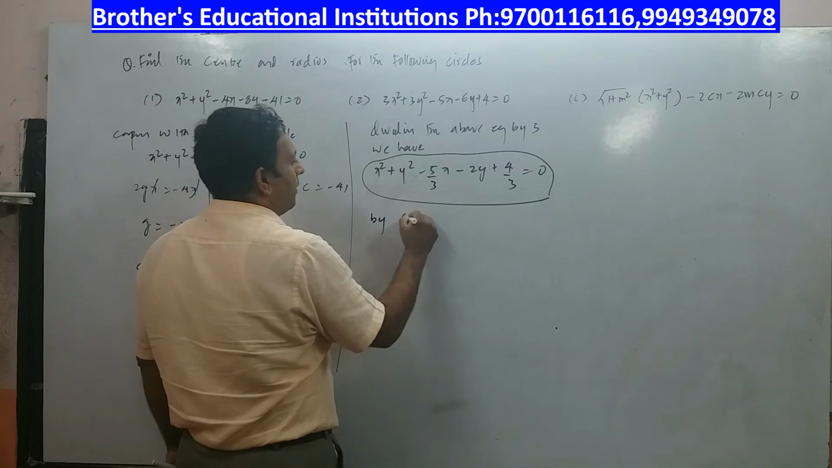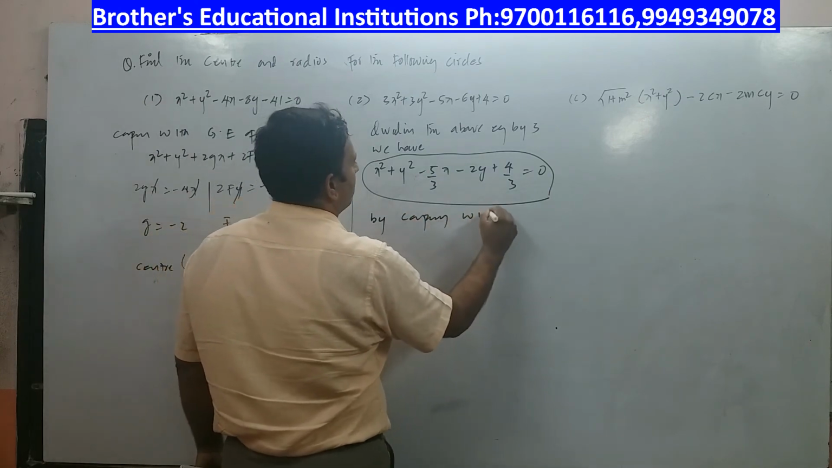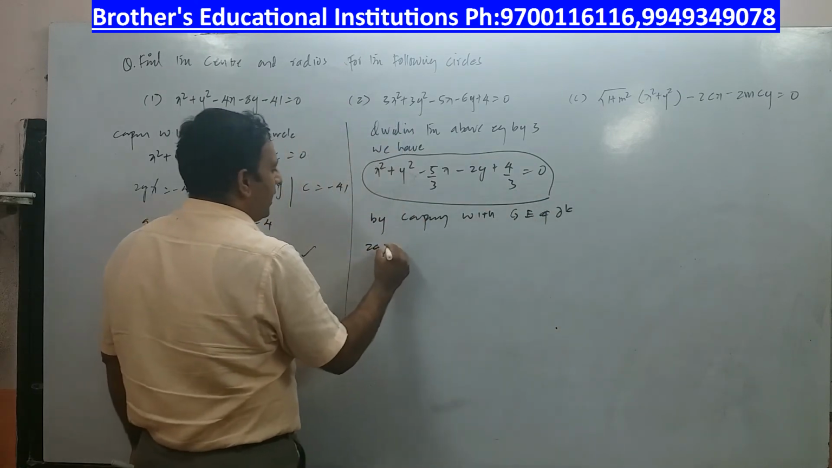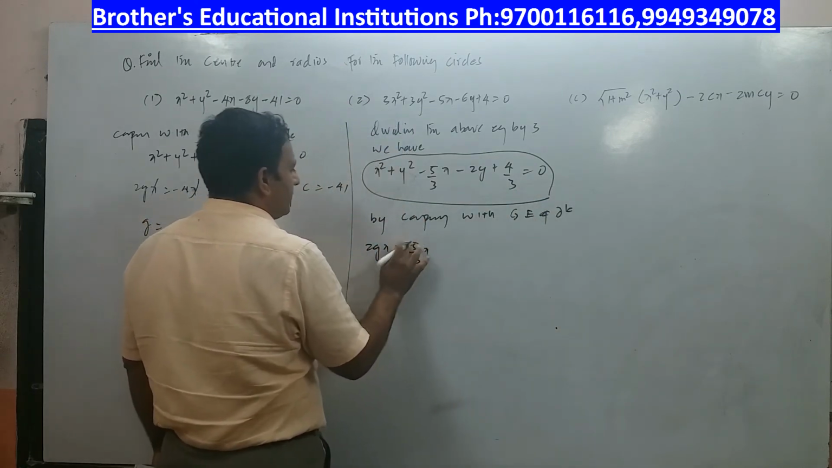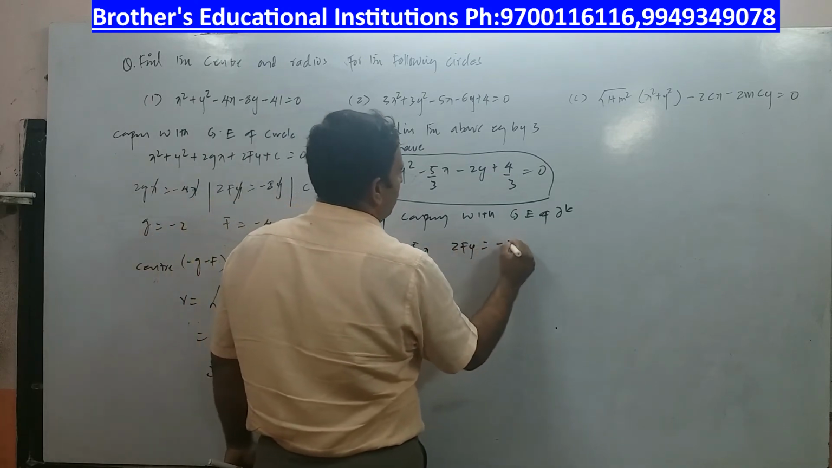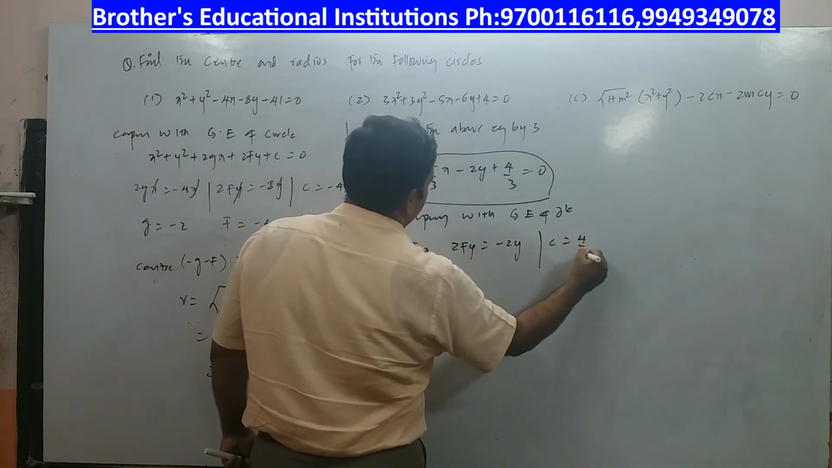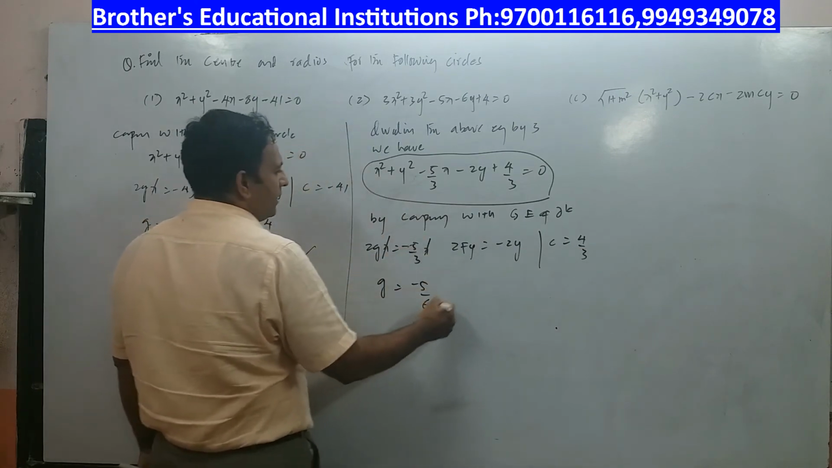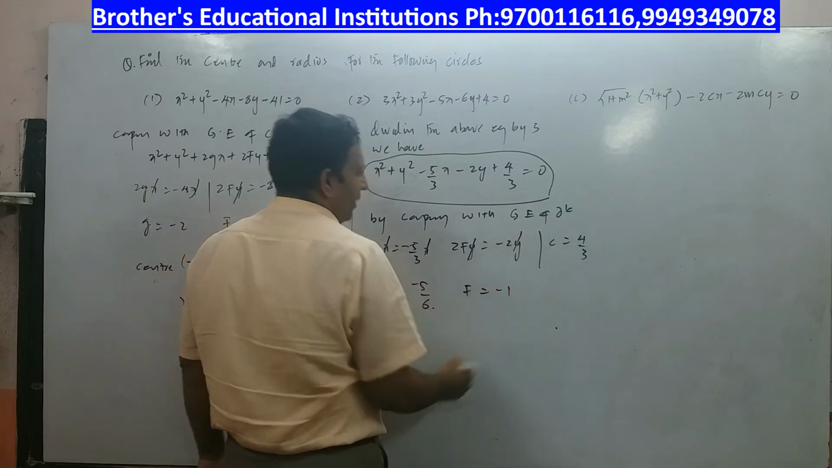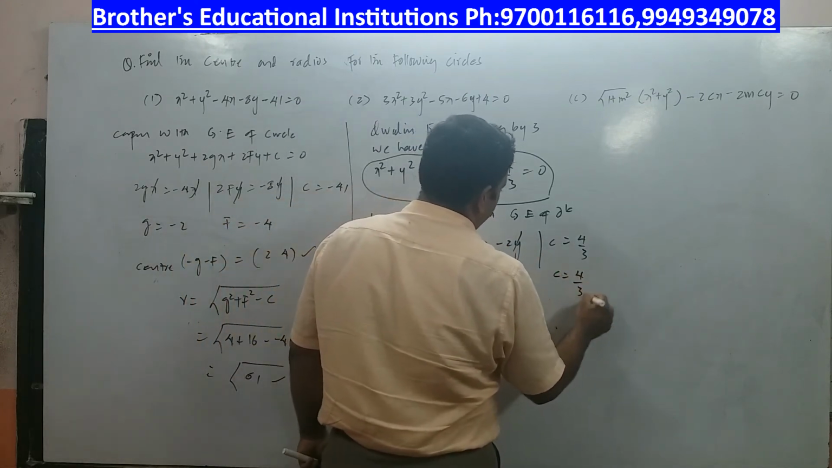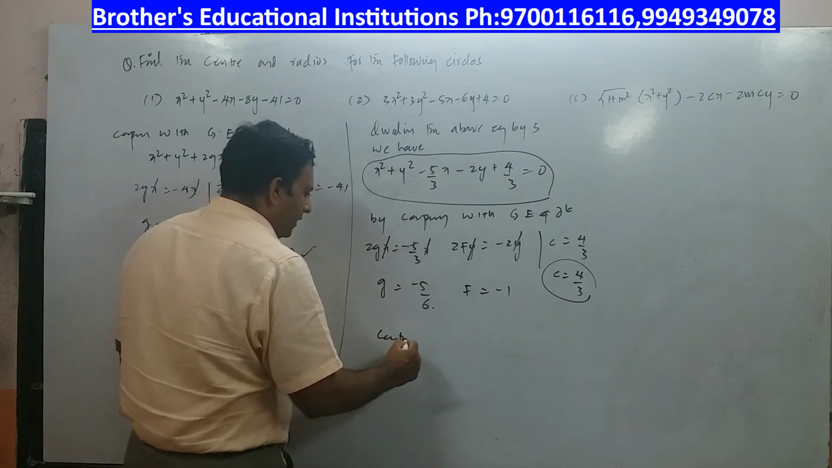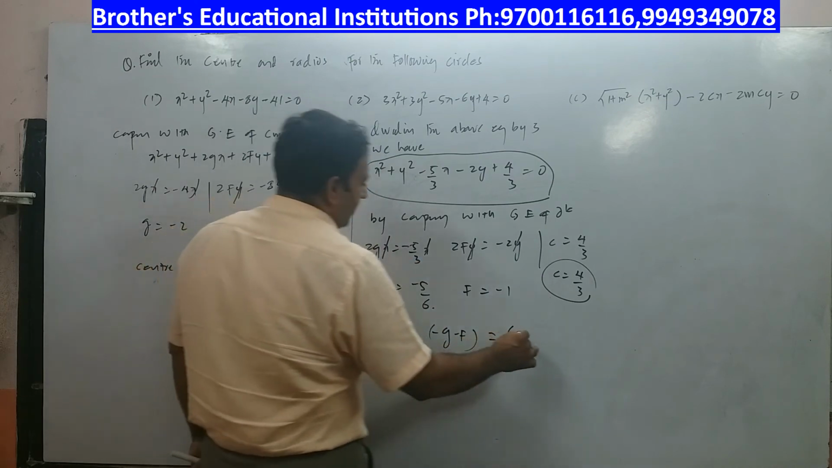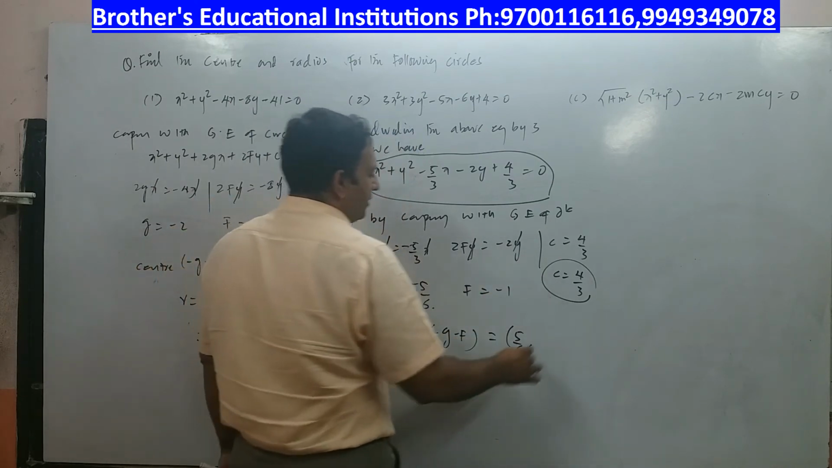I will say, by comparing with the general equation of circle, we know that 2gx is equal to minus 5 by 3 x, 2fy is equal to minus 2y, and c is equal to 4 by 3. X cancel, you have g is equal to minus 5 by 2 threes are 6. Y cancel, f is equal to what? Minus 1. And c is equal to, as usual, 4 by 3. What I want is the center. Center is minus g comma minus f. So that is equal to minus of minus, plus 5 by 6, minus of minus, plus 1.